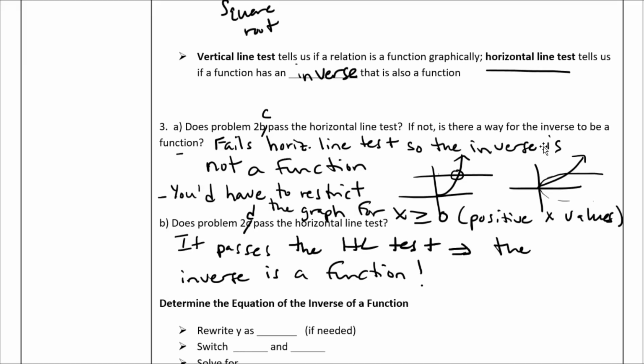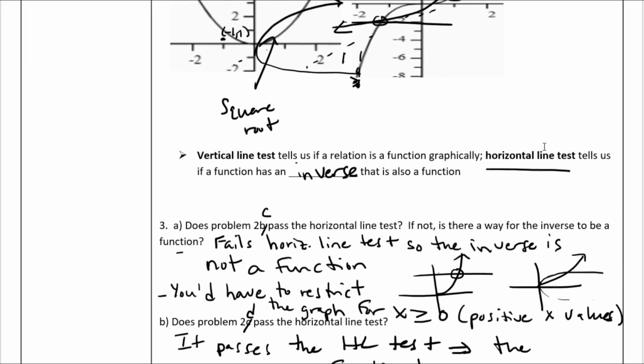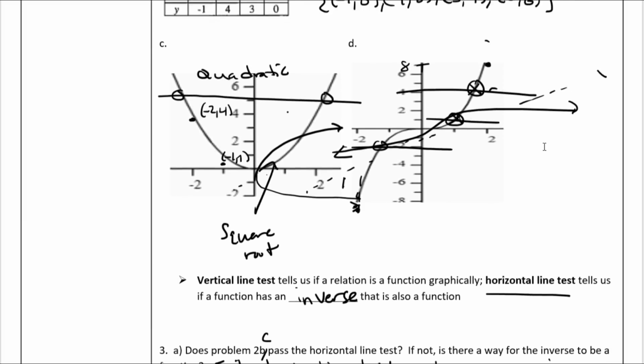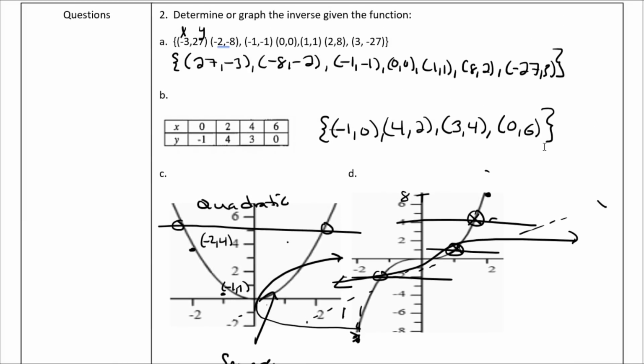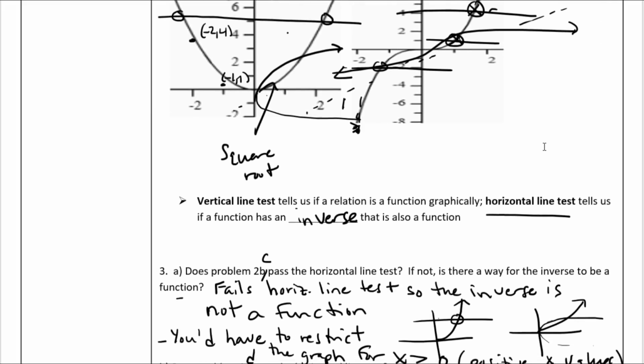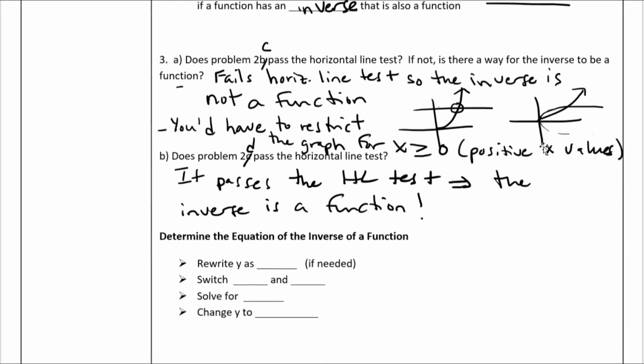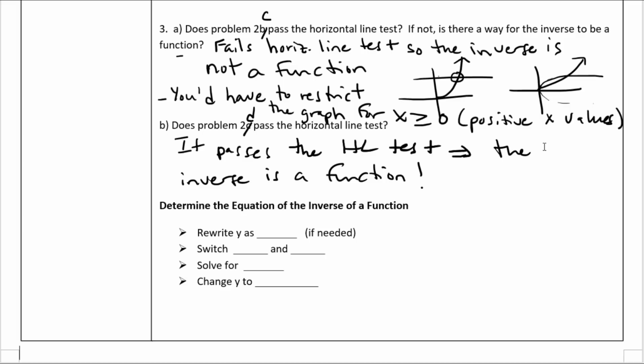All right, so we determined more or less how to graph the inverse, kind of estimate it, and how to determine the inverse from ordered pairs. Now we're going to look at determining the equation of the inverse. To determine the equation of the inverse, you're going to do the following steps. You swap x and y, like we said earlier. In order to find the inverse, you swap x and y. But before we do that, we're going to rewrite f of x as y.